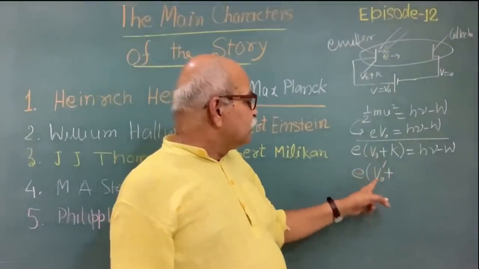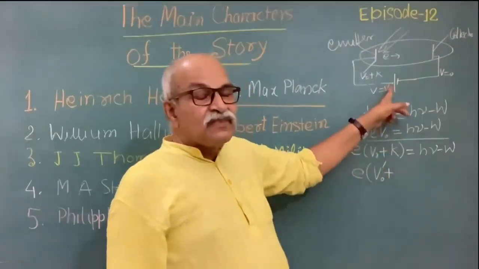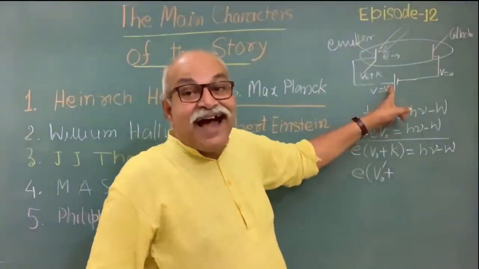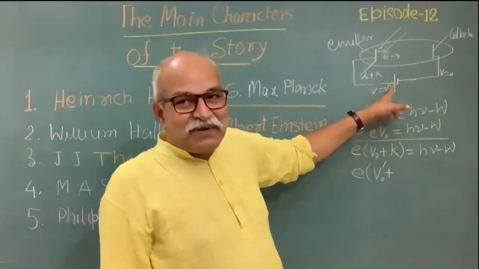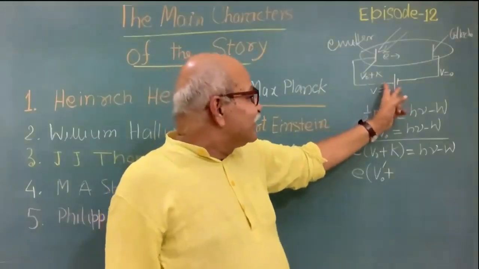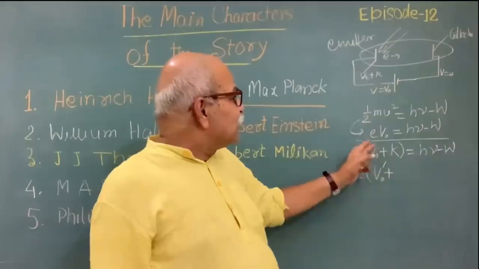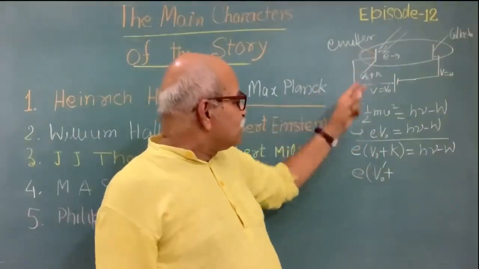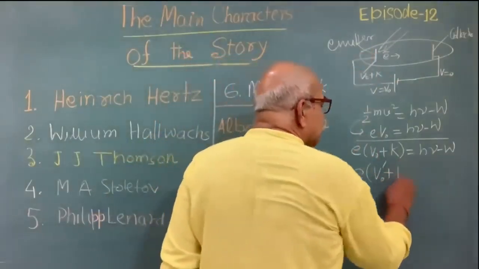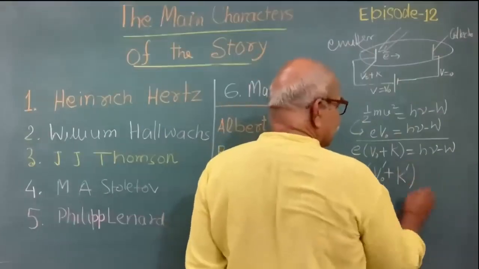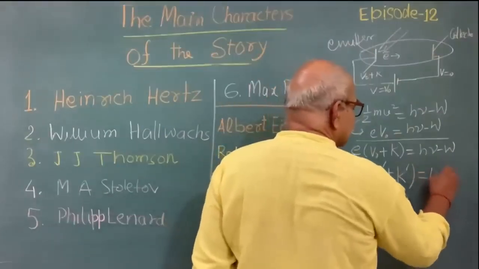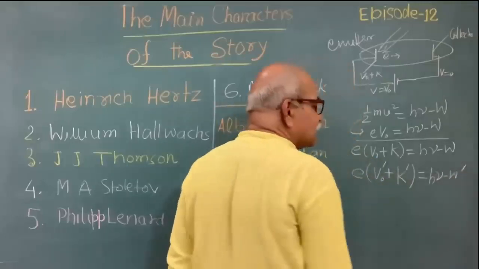Remember, this V0 prime is the potential difference that I have applied. We have applied it to the cell here. So this is V0, and then when I change this emitter, it becomes this. The contact potential is also different, and this is the same, and the work function is also different.